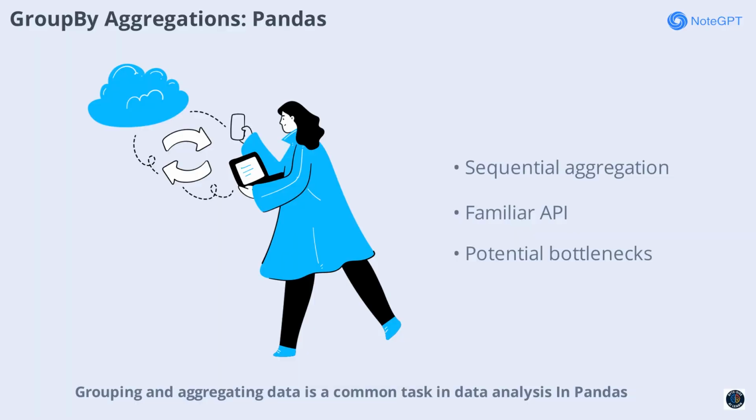Grouping and aggregating data is a common task in data analysis. In Pandas, you use the group by method to split data by a key, then apply aggregation functions like mean or sum. While the API is familiar and powerful, each aggregation is performed sequentially. For large datasets, this can become a bottleneck as each step waits for the previous one to finish.